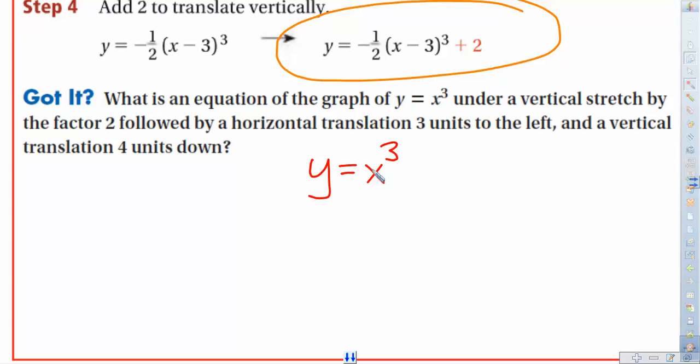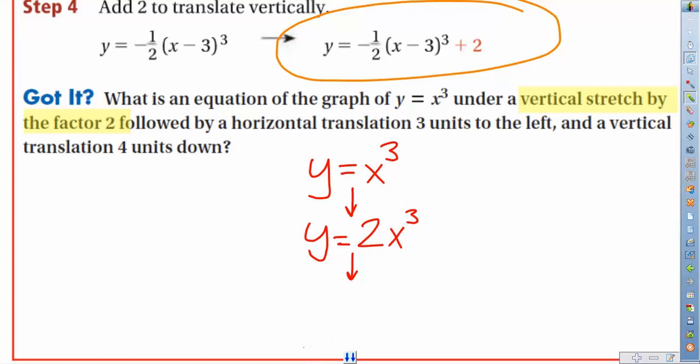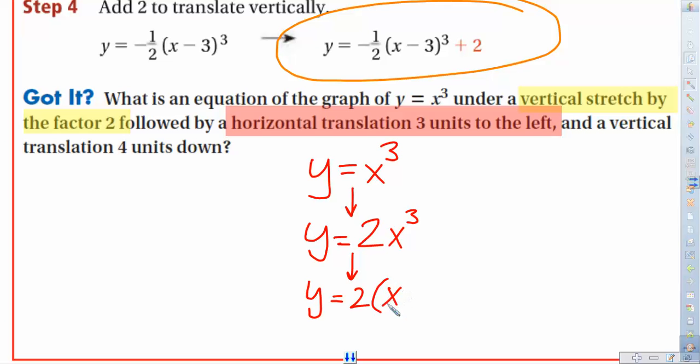Okay, so let's check it. First things first, we have to do the vertical stretch by a factor of 2. So the first transformation is y equals 2 times x to the third. Next move, we have a horizontal translation 3 units to the left. If I want to move something to the left, I need parentheses, but not around the 2. Keep that 3 right there. 3 units to the left, opposite game, plus 3.